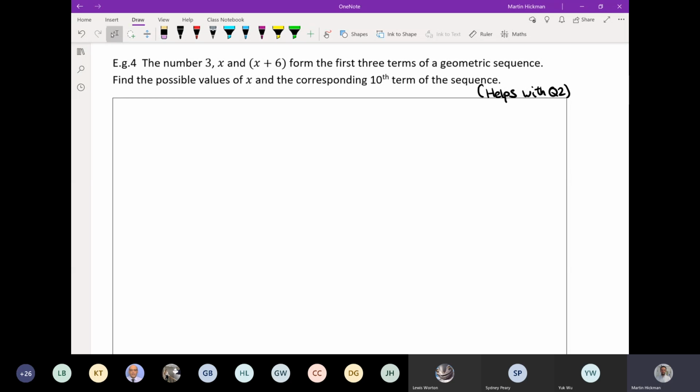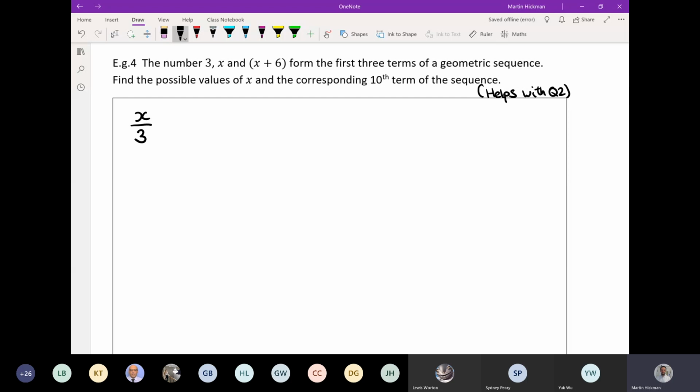So firstly, can anyone tell me, I don't want the actual number yet, but can anyone tell me a way I could write the common ratio of this sequence? So I'm just going to leave that question in the chat. So just in terms of x, can you tell me what the common ratio of this sequence is going to be? Okay, excellent. A lot of people saying x over 3, and saying x over 3, not 3 over x. So I know that x over 3 is the common ratio.